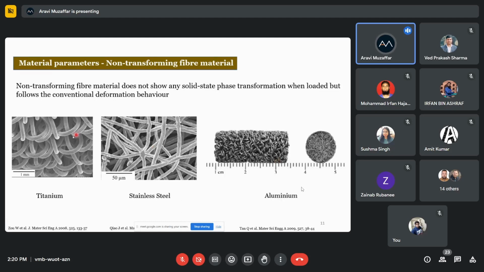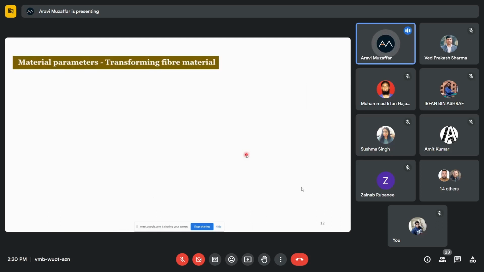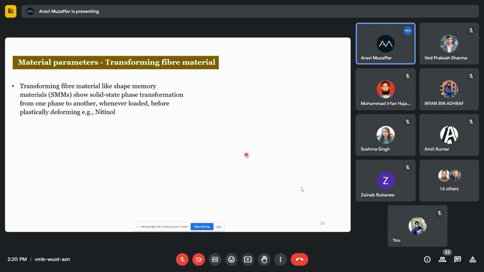So in these two particular cases, you can see that the fibers are wound in certain helical patterns and then they are compressed. So it's not necessary that you follow a specific route to make these porous metallic fibrous networks. You can have your own architectural template depending on the strength that you require and the application area, obviously, of that material. Now, what is more important is to consider the transforming fiber material.